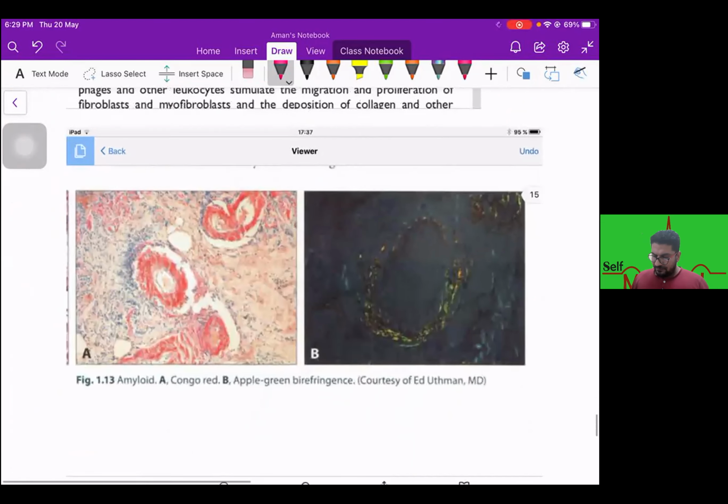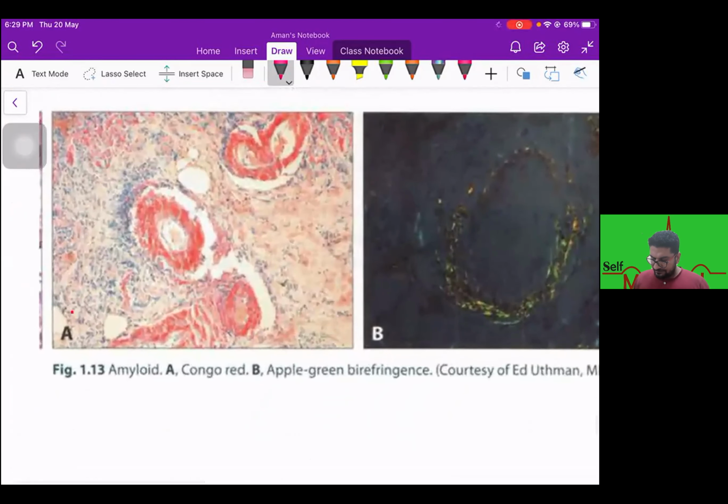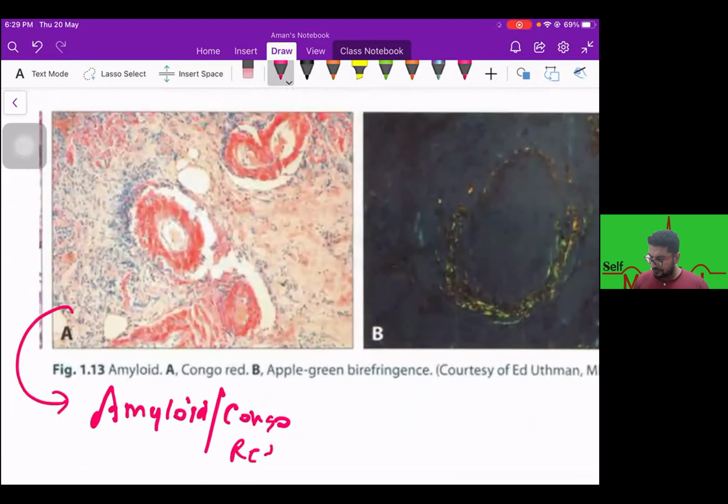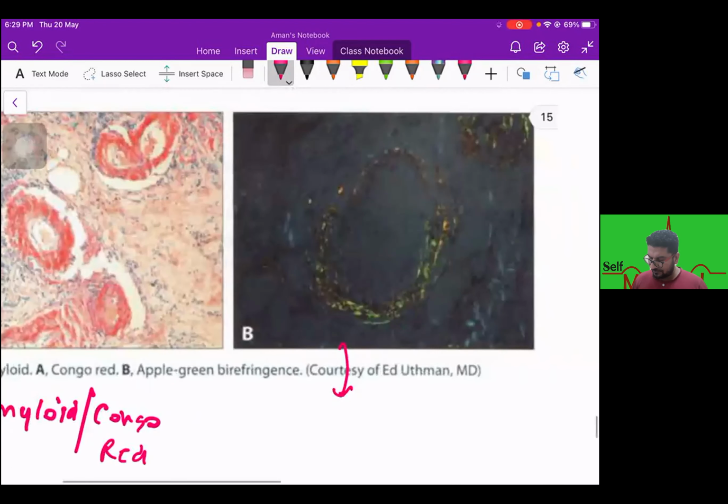Then understand this. This is the image. We call this amyloid, and this amyloid is stained by a stain called Congo red. You can see, notice here, we call it apple green birefringence. This is your apple green birefringence for amyloid.